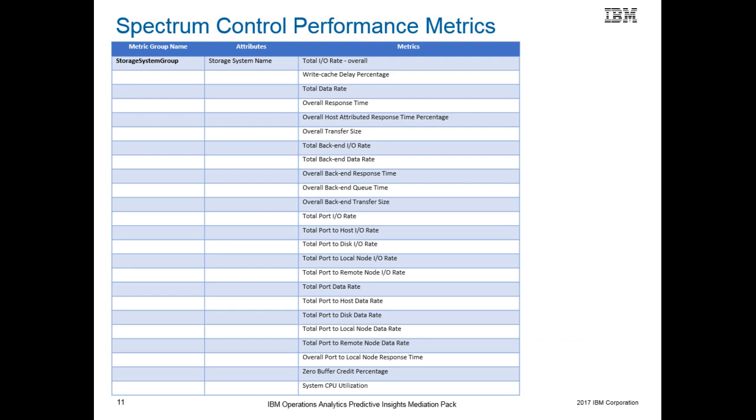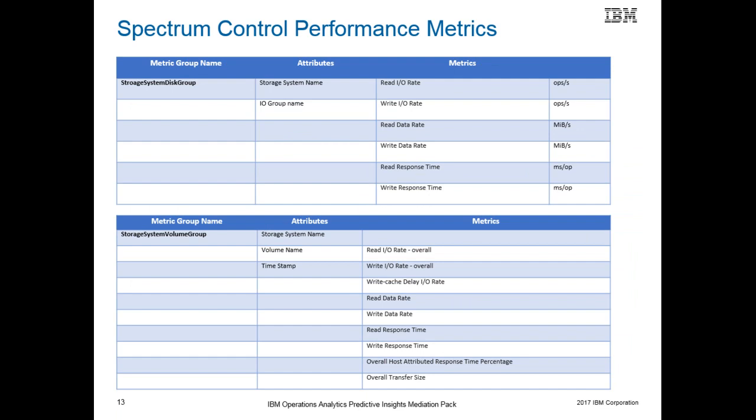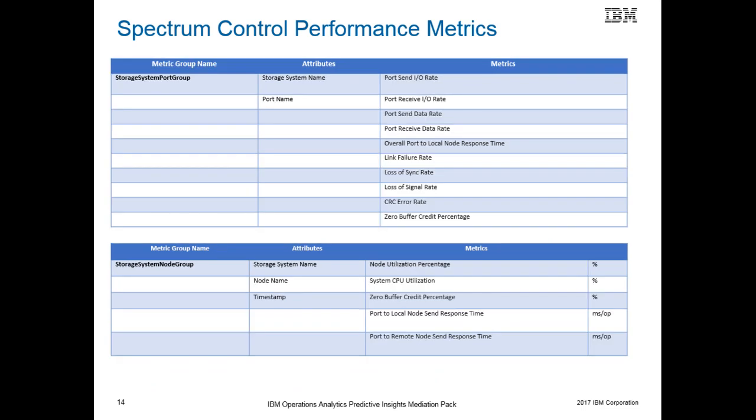The following slides show a table that illustrates how the metric content from the CSV files is used in the Predictive Insights product. The first metric group is for the storage system group. The second metric group is the storage system disk group. The third and fourth metric groups are the storage system disk group and the storage system volume group. The last storage metric groups are the storage system port group and the storage system node group.